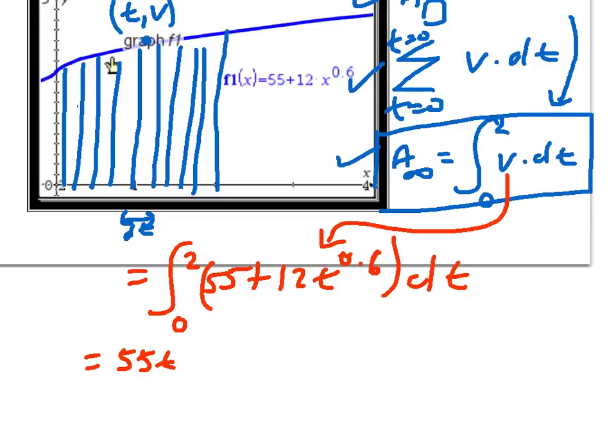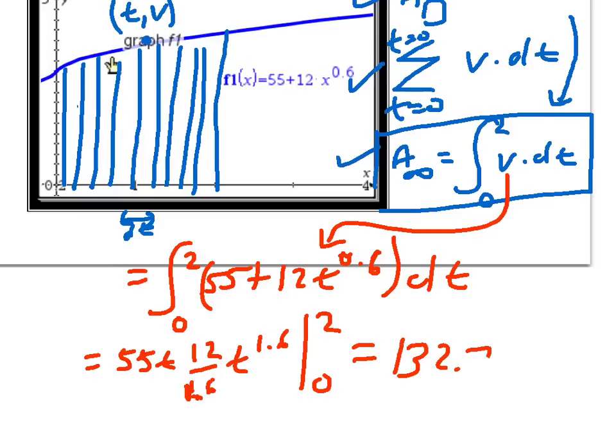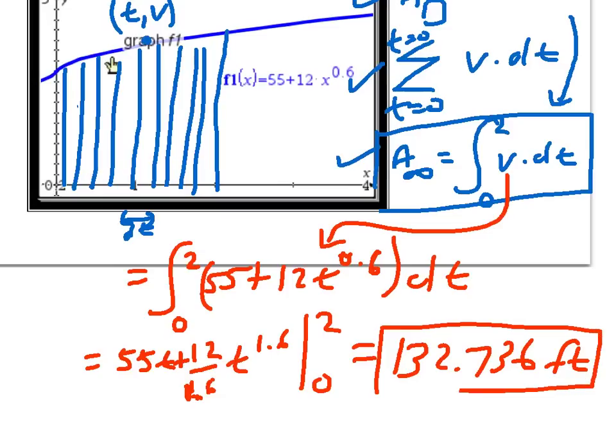I'm going to antiderive the next one by adding 1 to the exponent, t to the 1.6, and dividing the number up front by the new exponent. And then remember, I don't need the plus c here. I'm going to evaluate this from 0 to 2. I'll plug this in the calculator, and I will get 132.736. And this is in feet. So the total displacement here would be almost 133 feet.